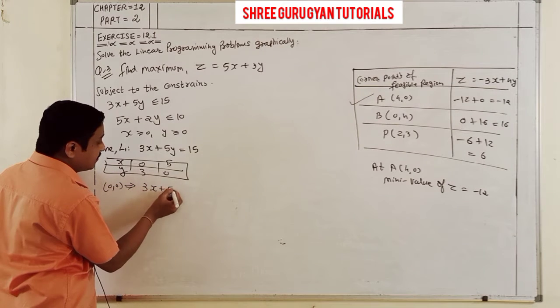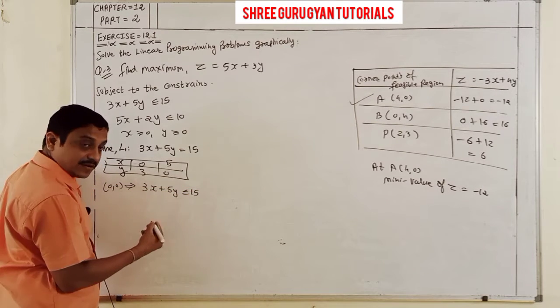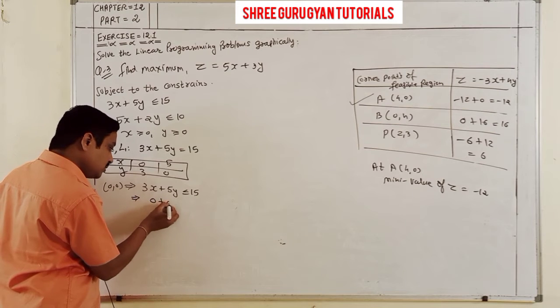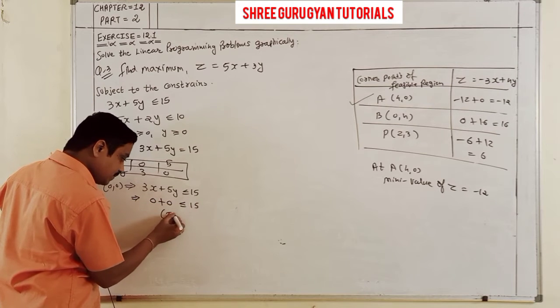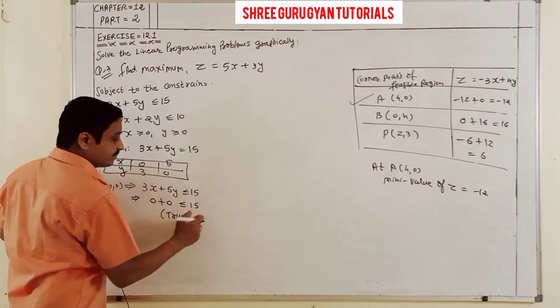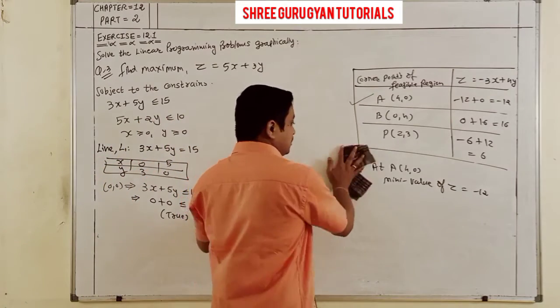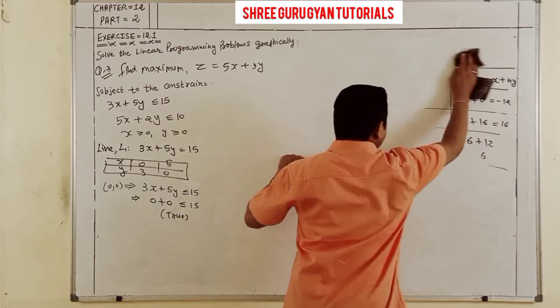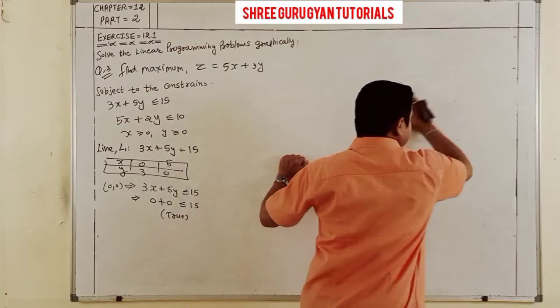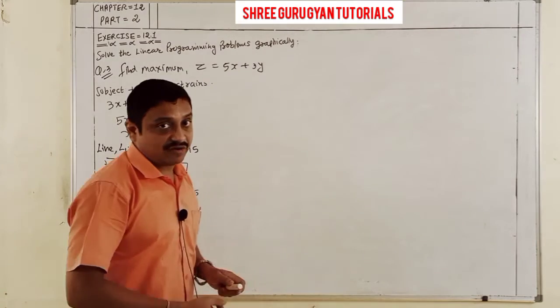3x plus 5y less than 15: 0 plus 0 less than 15, which is definitely true, because 0 is less than or equal to 15. You go to the true side, I mean towards the origin side of your graph.